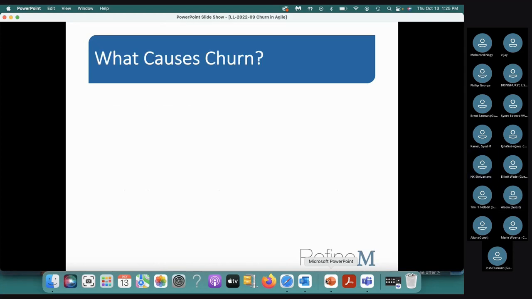All right, so what causes churn? So now you have understood it. Now you know how to calculate it. So that will clarify further what churn is. So what do you think, what causes churn, or what are the root causes why churn is caused?